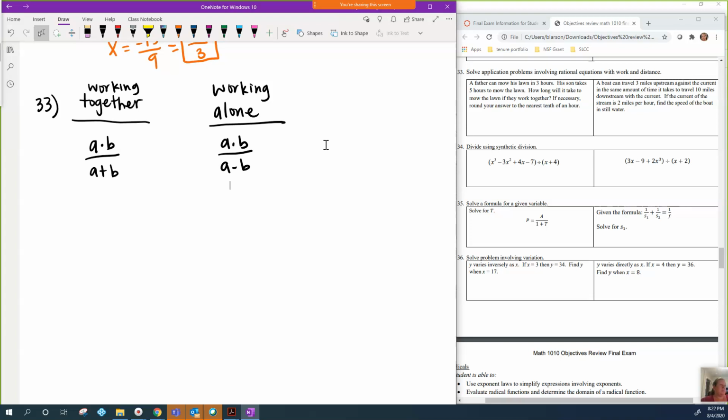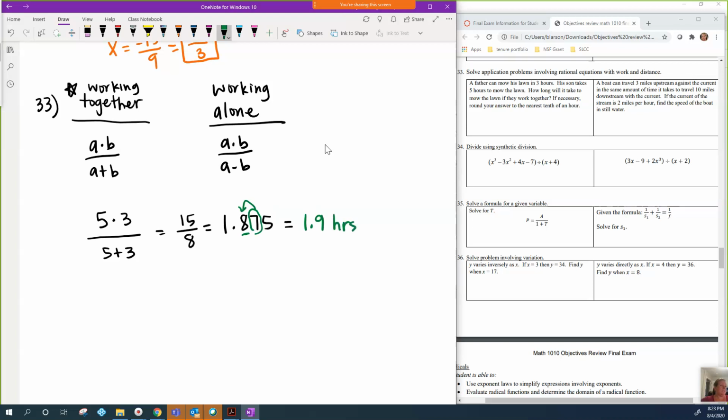So it says when they work together, so we are going to be using this first one, right? And so I always want to put my A as the bigger number. So the two things that I have are the 5 hours and the 3 hours. So 5 times 3 on the top, and then 5 plus 3 on the bottom. So that's going to give me 15 over 8. And then it says round that answer to the nearest tenth. So let's divide that in your calculator. And so it's 1.875, but if you put it in like that, you're going to miss it, right? Make sure you're rounding to the nearest tenth. 7 is big enough to round that up, so I'm going to say it's 1.9 hours if they work together.